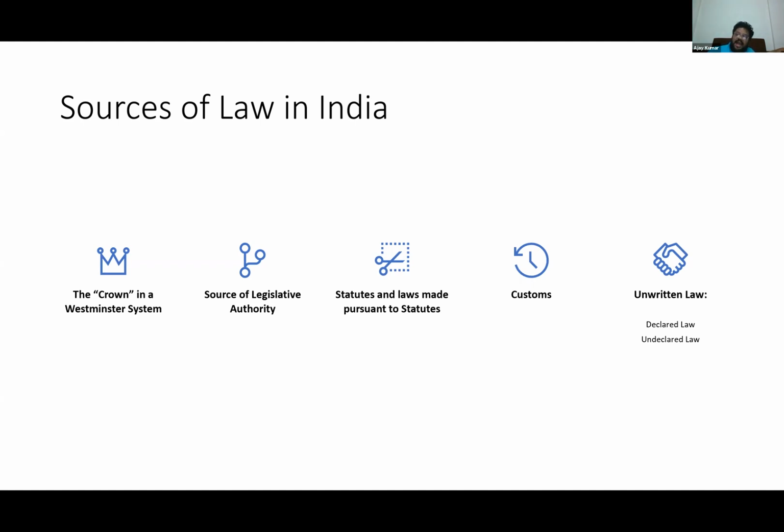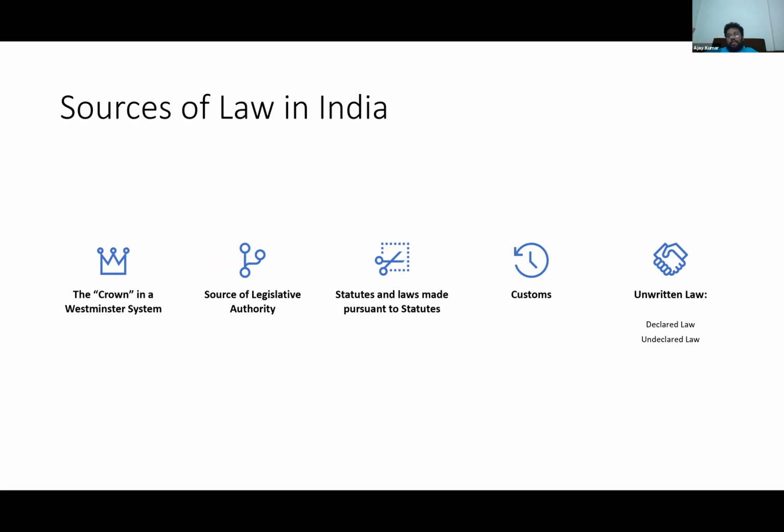So you do not file a case under the Contract Act. You do not file a case under the Transfer of Property Act. You file a case under Section 9 of the CPC to enforce the law. And this law is written, unwritten, declared, and undeclared. And we will see in the next couple of parts how courts actually end up making law, how undeclared law moves to declared law.